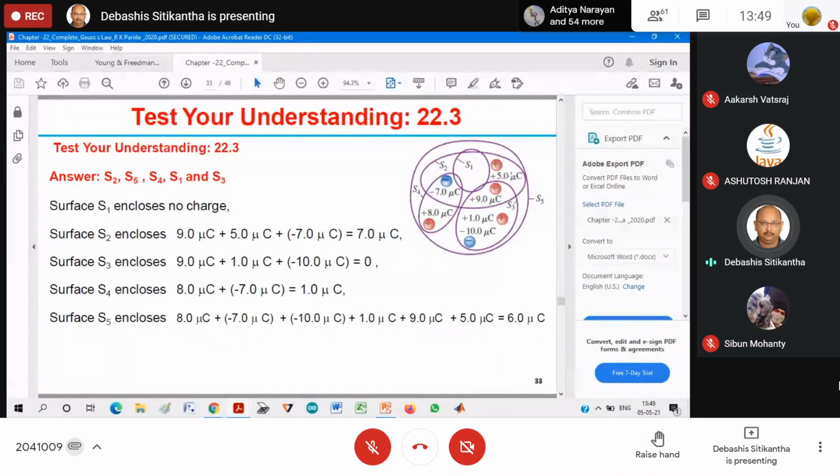Now what about S3? Just have a look. S3 is over here, the third biggest. Over here it is 9 plus 1, that is 10, minus 10. So ultimately it results in 0. S4, 8 minus 7, 1. And what about S5? S5 is completely enclosing all of them, so it is coming as 6 microcoulomb. And if I ask you what is the electric flux, just divide it by epsilon 0. That's it.